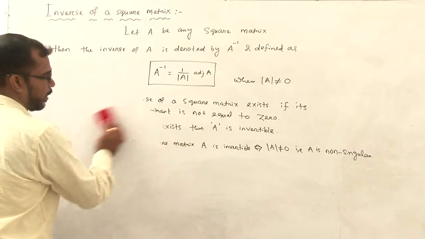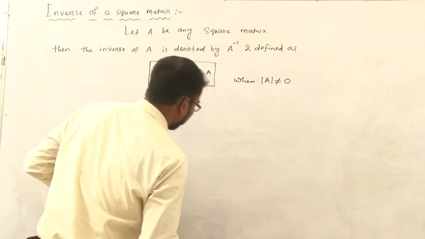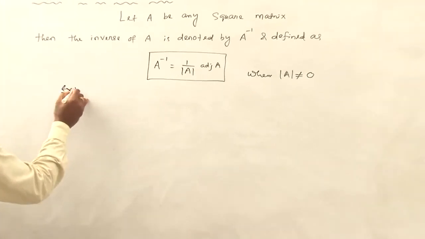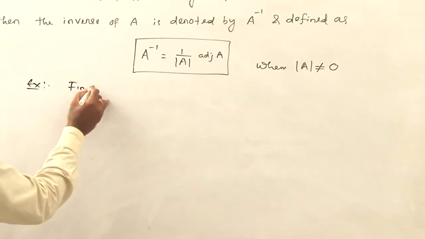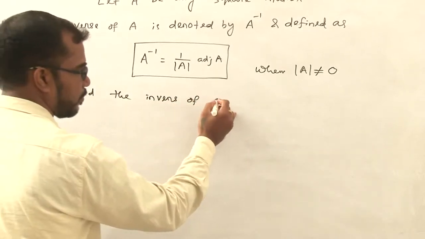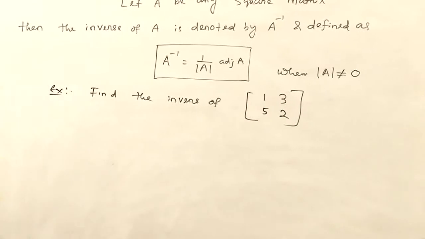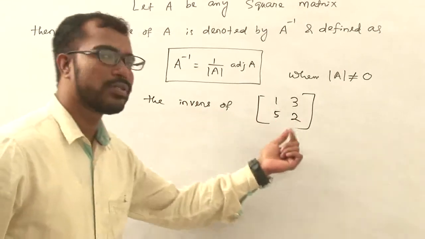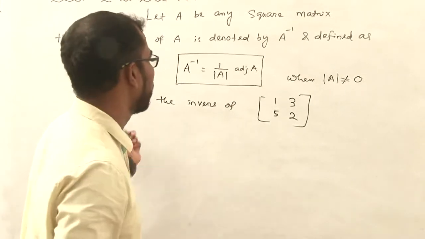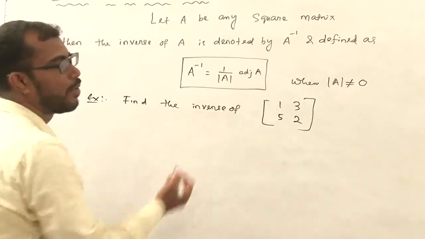First we take an example of second order and third order. Example: find the inverse of the matrix 1, 3, 5, 2. Suppose we take a matrix of second order, that means it contains 2 rows and 2 columns. So it is a second order matrix. Find the inverse of this matrix.